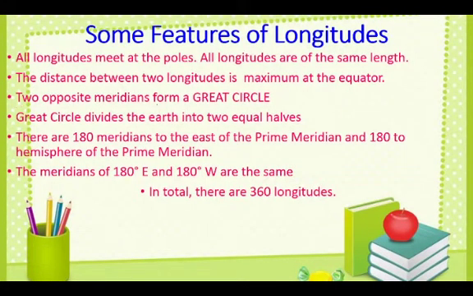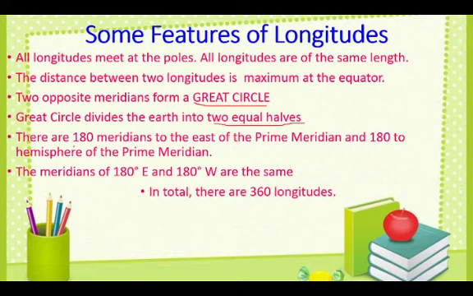Two opposite meridians join together and form a great circle. A great circle divides the earth into two halves. All great circles divide the earth into two halves.